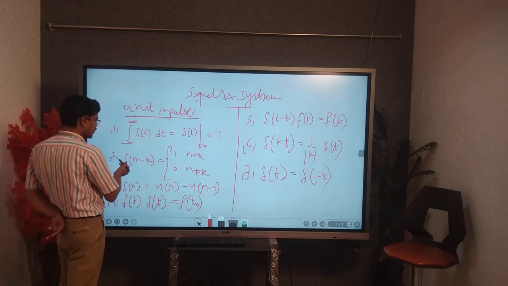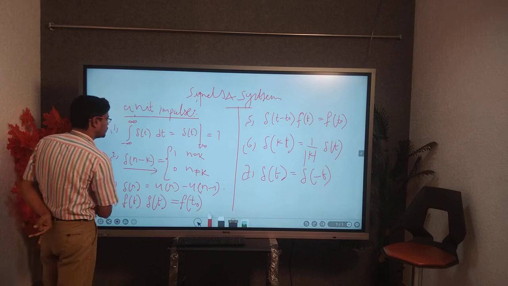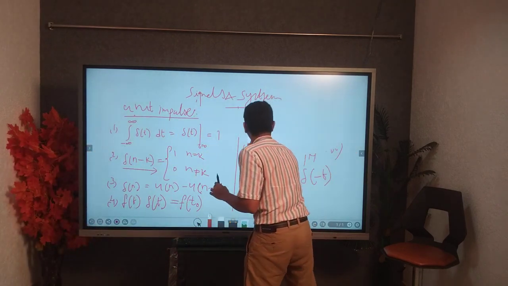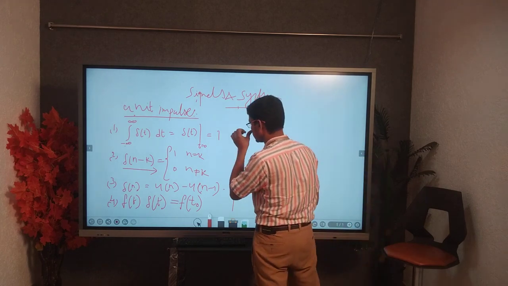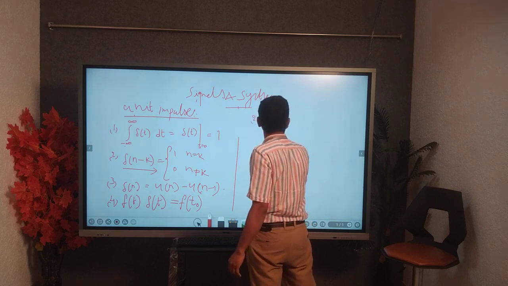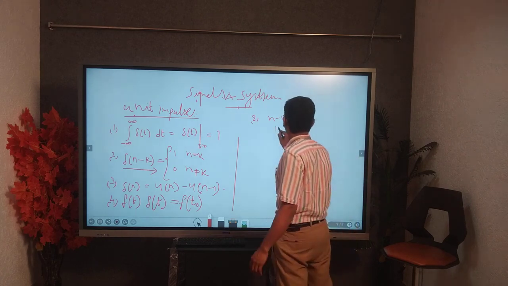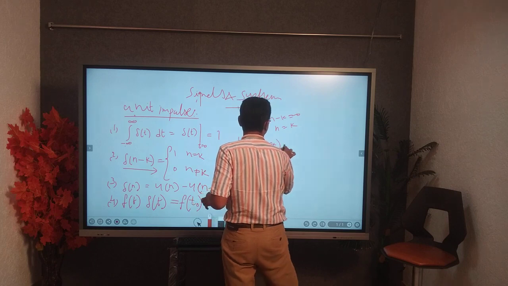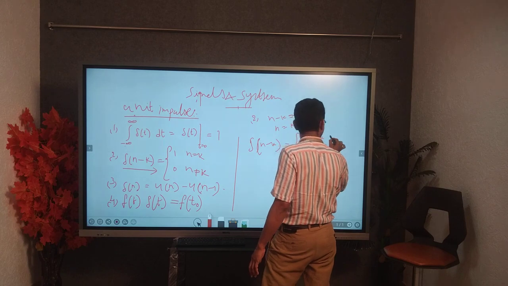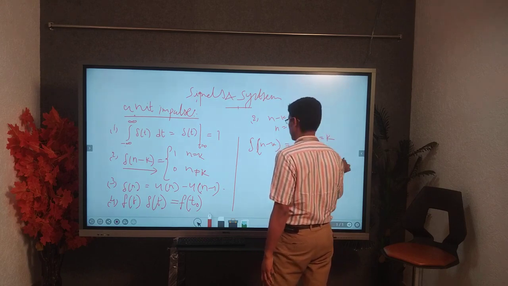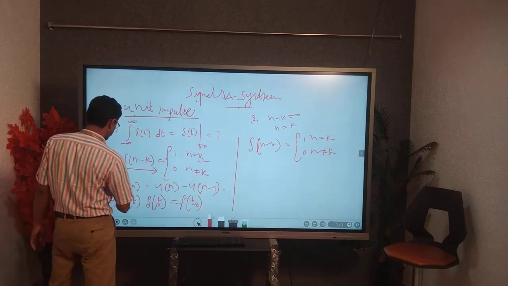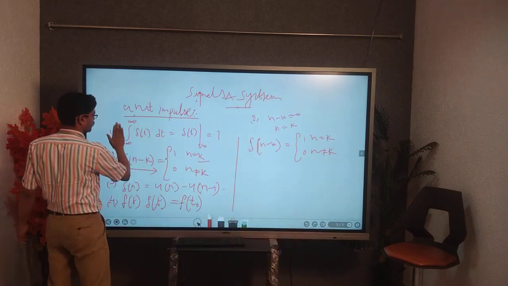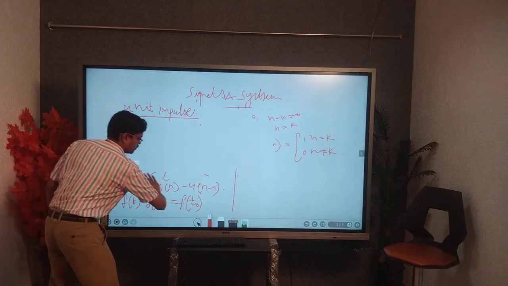And next, δ[n − k], that means this is the shifted version, which can be shifted to the positive side, that means the right side, and we will discuss. For δ[n − k], n − k equal to 0, that means n equal to k. So that's why we will represent it here: δ[n − k] is equal to 1 for n equal to k, 0 for n not equal to k. This is the shifted version. And next one, δ[n]. The first one is over, one by one I will explain clearly.